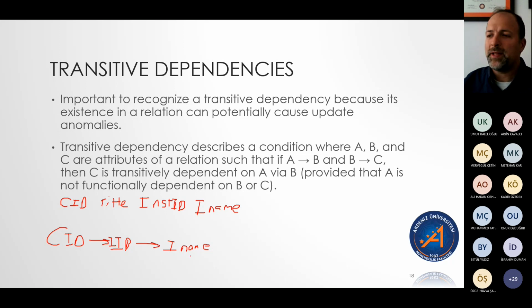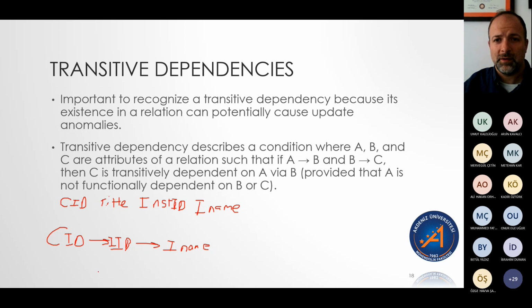Yes, but it's what we call transitively dependent on course ID, which means it's not really that instructor name is dependent on course ID. It's more accurate to say that instructor name is dependent on instructor ID, and that the instructor ID is what's dependent on course ID. So this is what we call a transitive dependency.